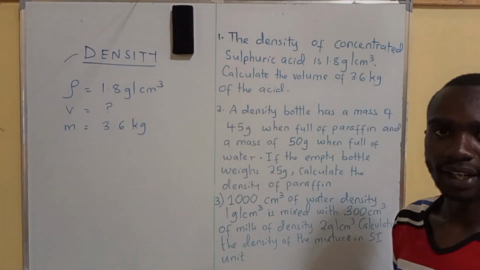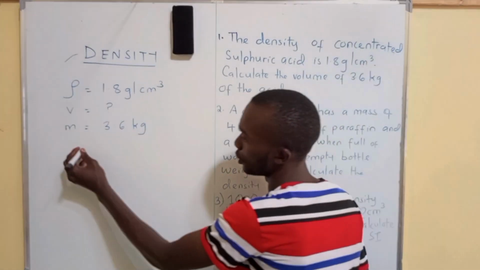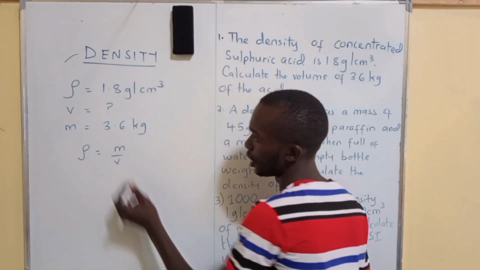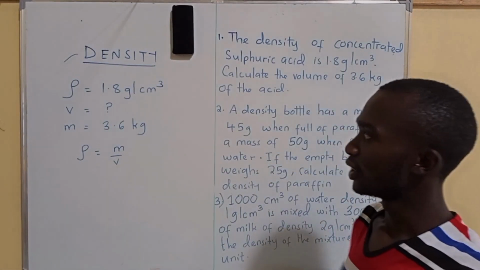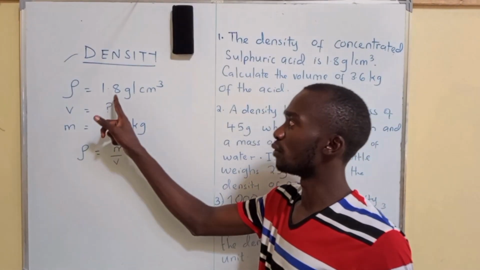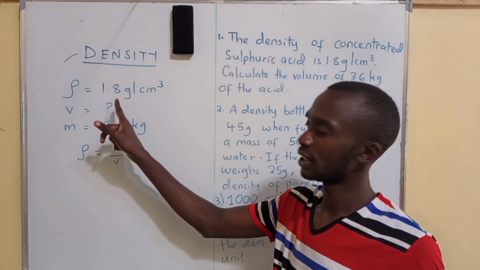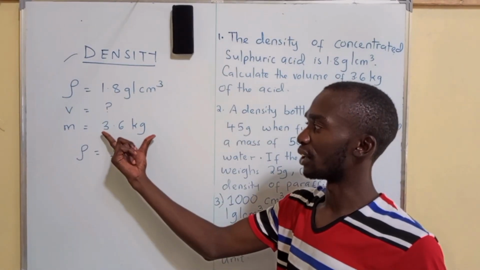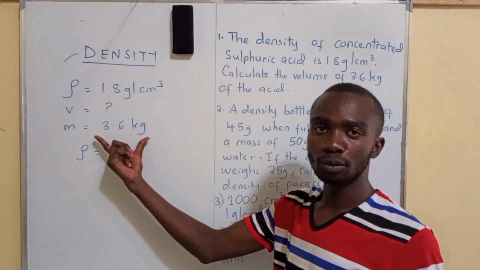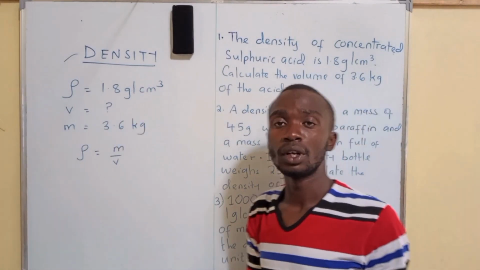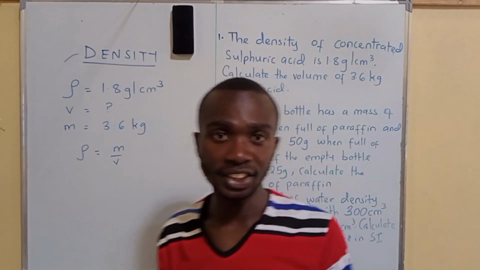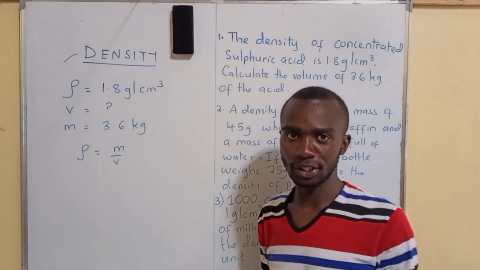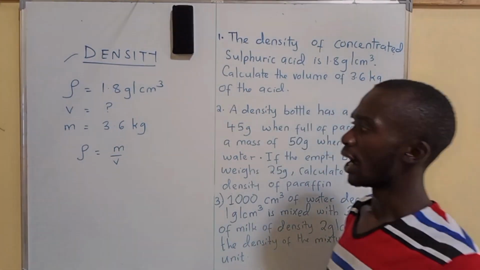Now, from the formula, the density rho is equal to mass over volume. But the density has been given in grams per cubic centimeter, and the mass is in kilograms. So we can either change the mass from kilograms to grams, or change the density from grams per cubic centimeter into SI units, where the SI unit of density is kilograms per cubic meter. I can do either.